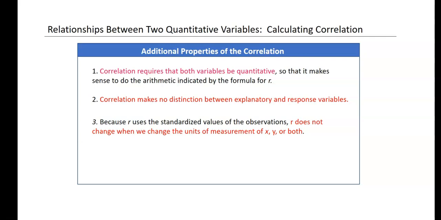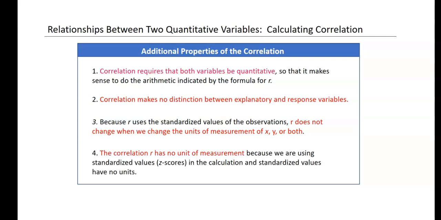So R uses standardized values of the observations. R does not change when we change the units of measurement of X, Y, or both. So if we changed the measurement from inches to centimeters and replotted the data and reanalyzed it and redid linear regression, you get the same R value. So standardizing scores, putting them in z-scores, whatever you do, it's not going to affect R. Correlation R has no unit of measurement. It's not standard deviations, it's just R. It's just a number between 1 and -1. 1 and -1 are stronger as it's closer to those numbers, and 0 is weaker, right?